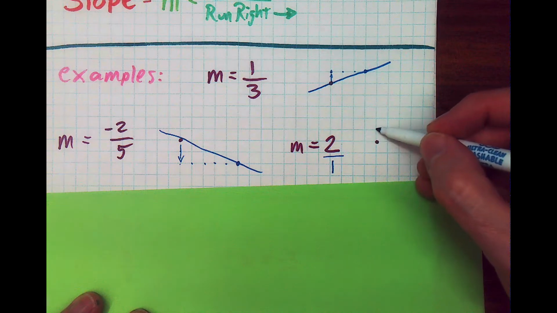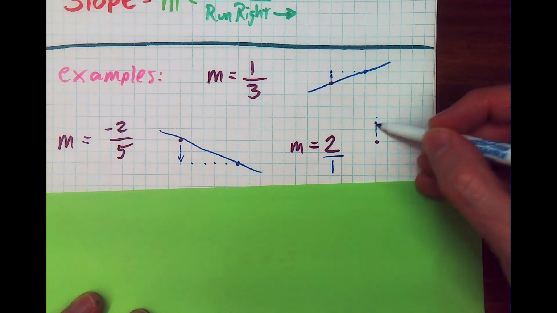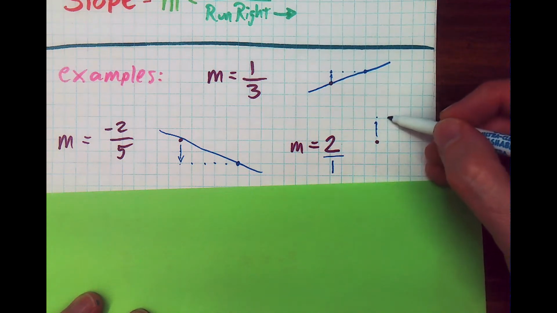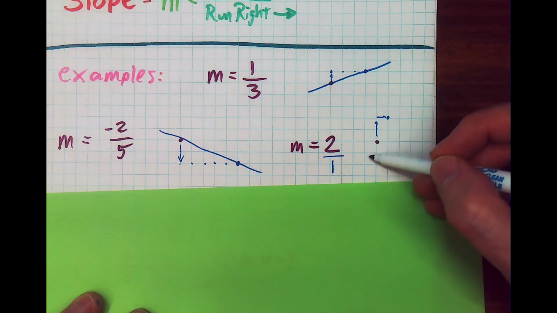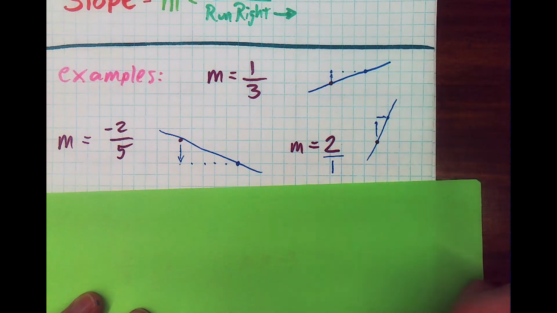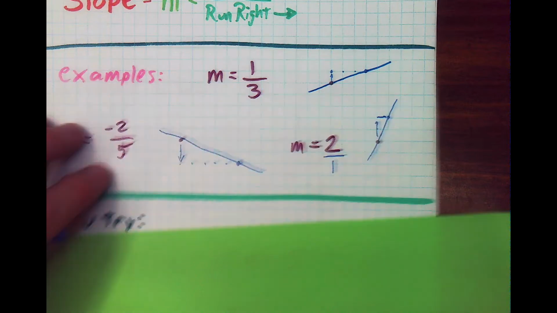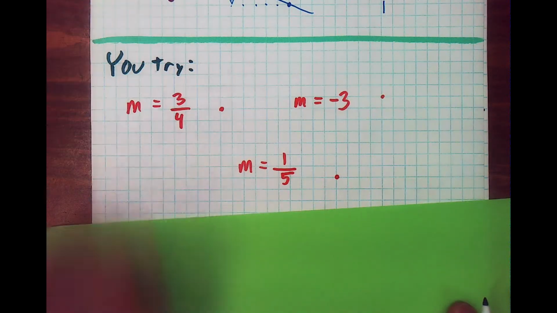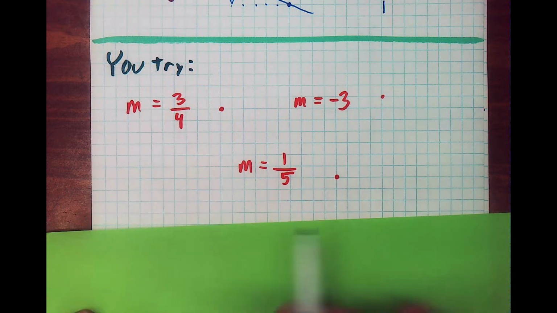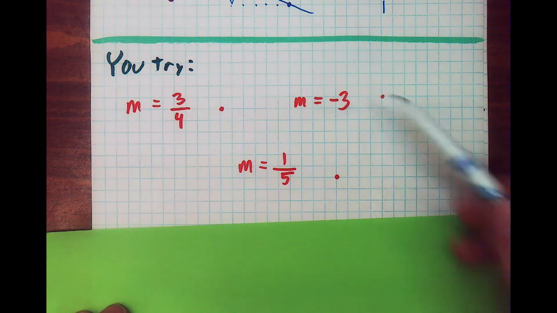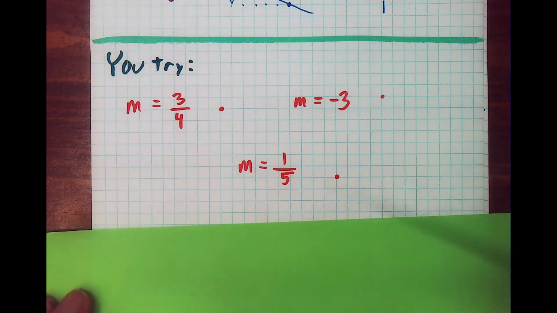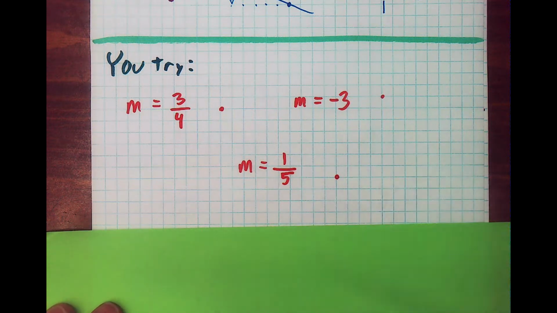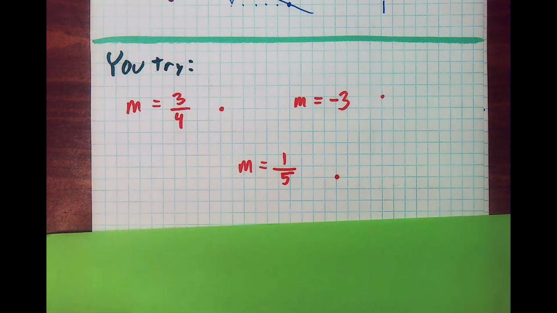Rise 2, that means go up 2, right? And then I'm going to run 1 space to the right. All right. Now I'd like you guys to try a couple. Pause the video and then try a slope of 3/4, a slope of -3, and a slope of 1/5. And again, just take a sheet of graph paper, just put a dot anywhere on a sheet of graph paper. We'll go over the answers in a few seconds.